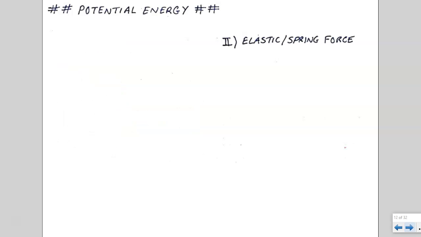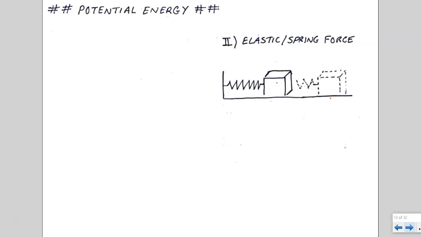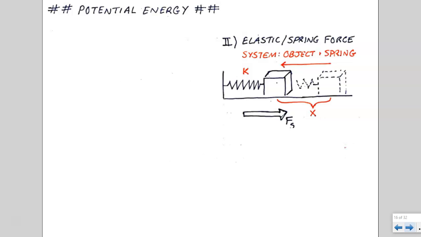Next, we'll talk about when work is done against an elastic force. Here we have a box or a block that's attached to a spring on some frictionless surface. So our system will consist of the object and the spring. If I push the box to the left and compress the spring, work is done against an elastic force. The work done against this elastic force is stored as potential energy, and the amount of potential energy is going to equal 1/2 k, which is the spring constant, multiplied by how far it was stretched or compressed, that quantity squared.